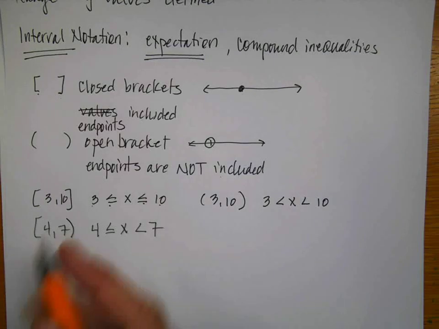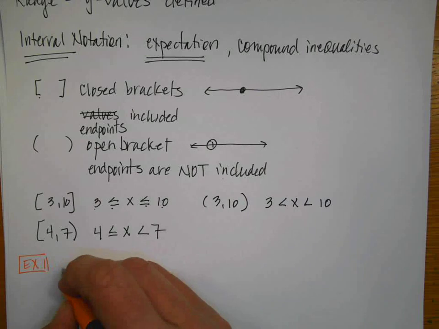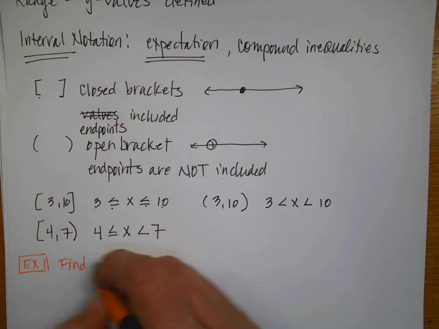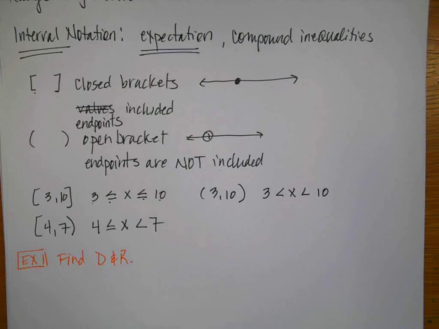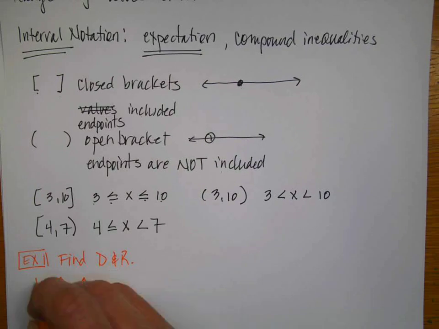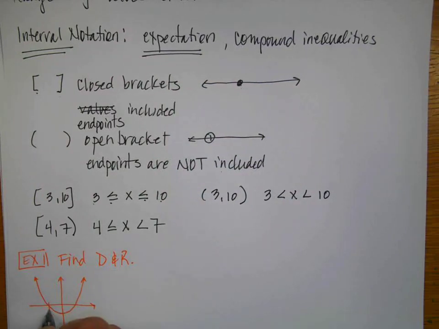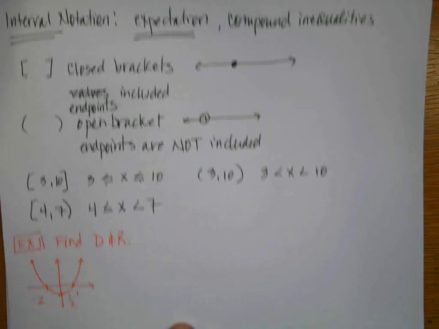All right, let's do our first example, and we're going to talk about domain and range. So it says find the domain and range. Okay, so I'm going to just give you a couple of graphs, and then that way we can talk about domain and range. So here's going to be my cute little parabola. This point of intersection is a -2. This point of intersection is 1, and the vertex is going to be at a half.